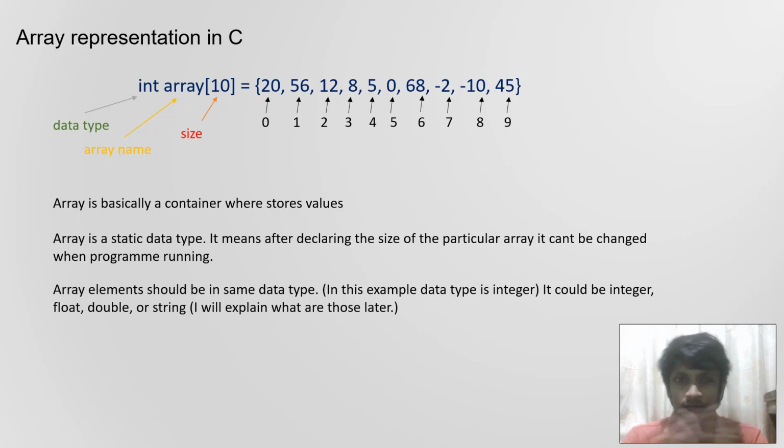Basically, it starts with the 0 index. The indexing is just the same as in the theoretical part. It goes 0, 1, 2, 3, and likewise goes up. So an array is basically a container where it stores values.